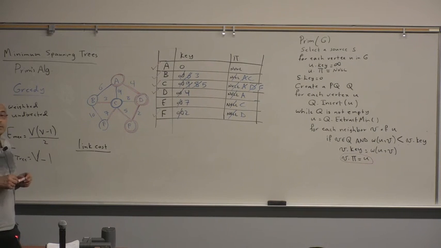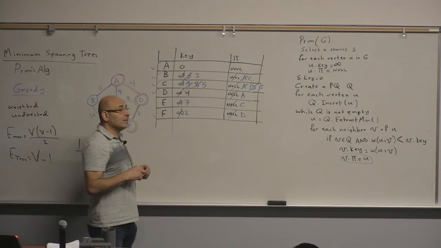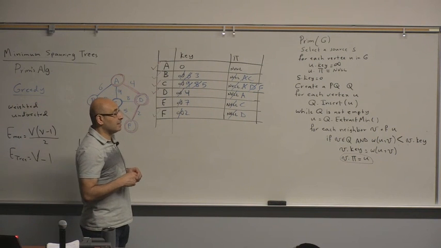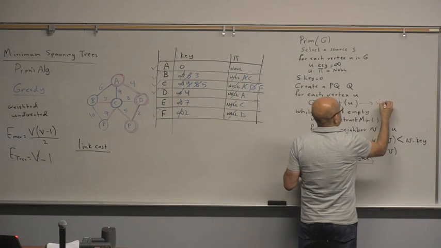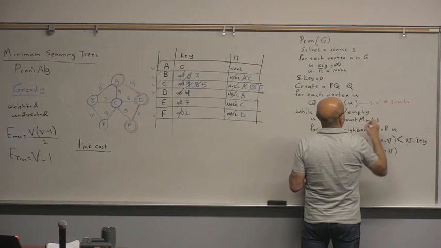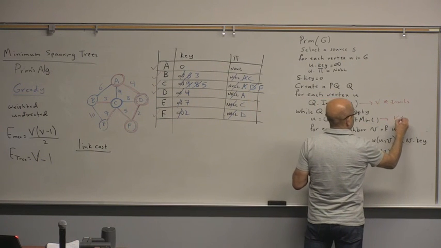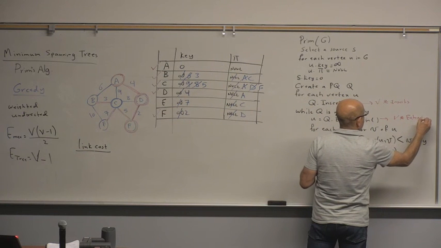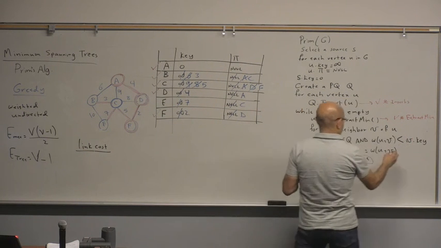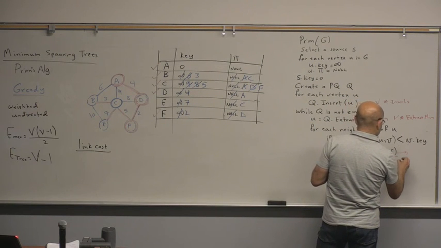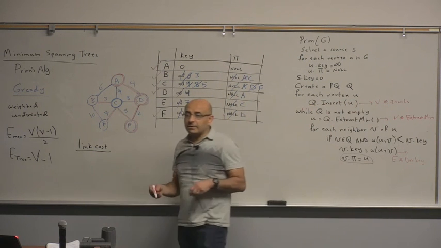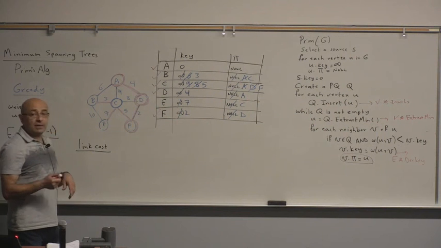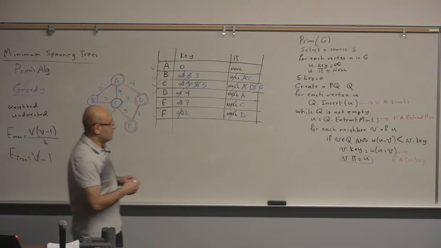Well, and in terms of analysis, what do you think? The same as Dijkstra. It's exactly the same. In fact, we have here V times inserts, and here we have V times extract minimum, and here we have E decrease key. So it's identical to Dijkstra's analysis. In fact, the only difference between the two algorithms is this.